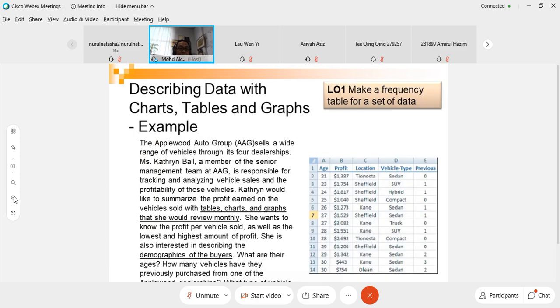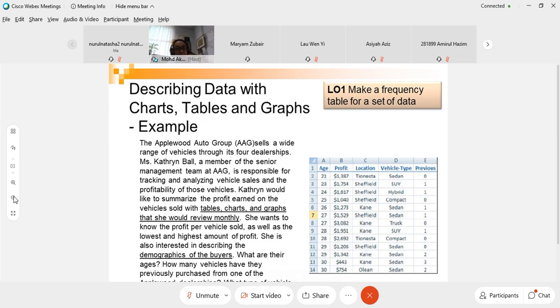So we see this example in slide number 3. So can I request Nur Mariam? Ya, Doktor. Nur Mariam, can you read all of this slide? Boleh. Silakan.